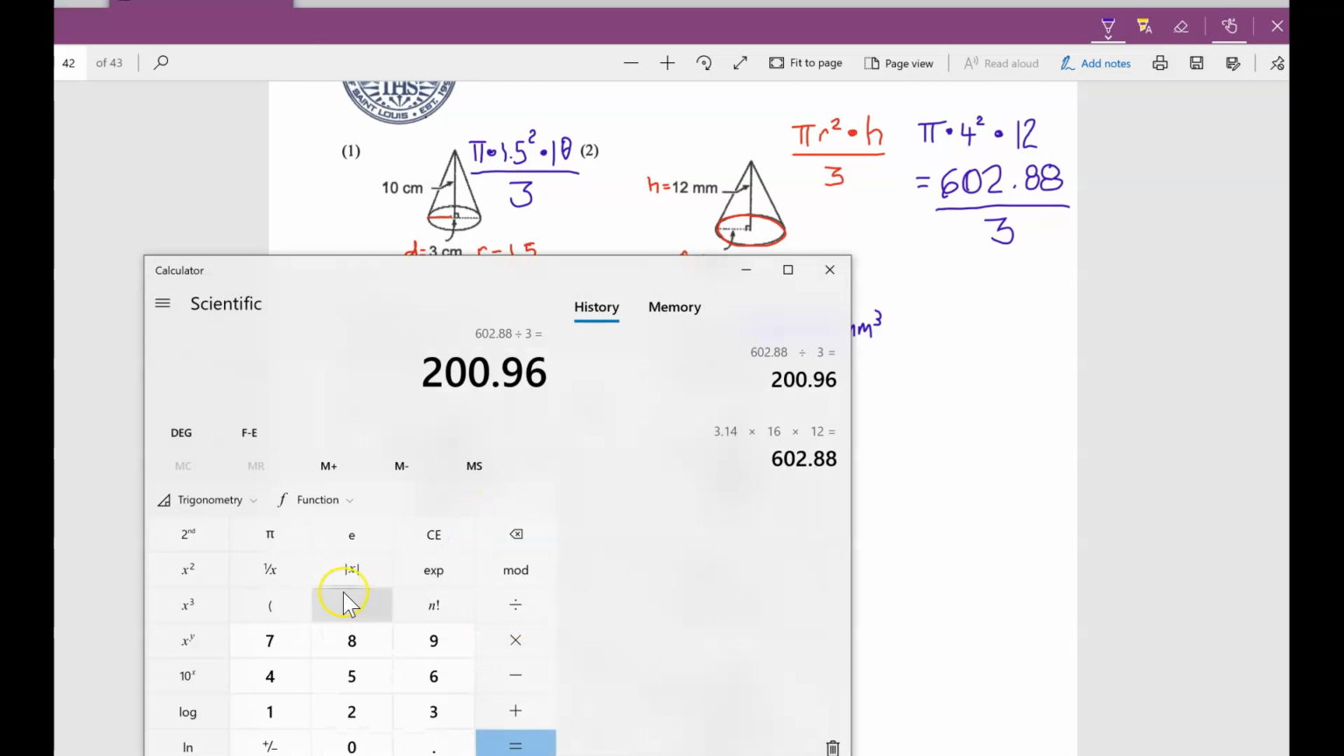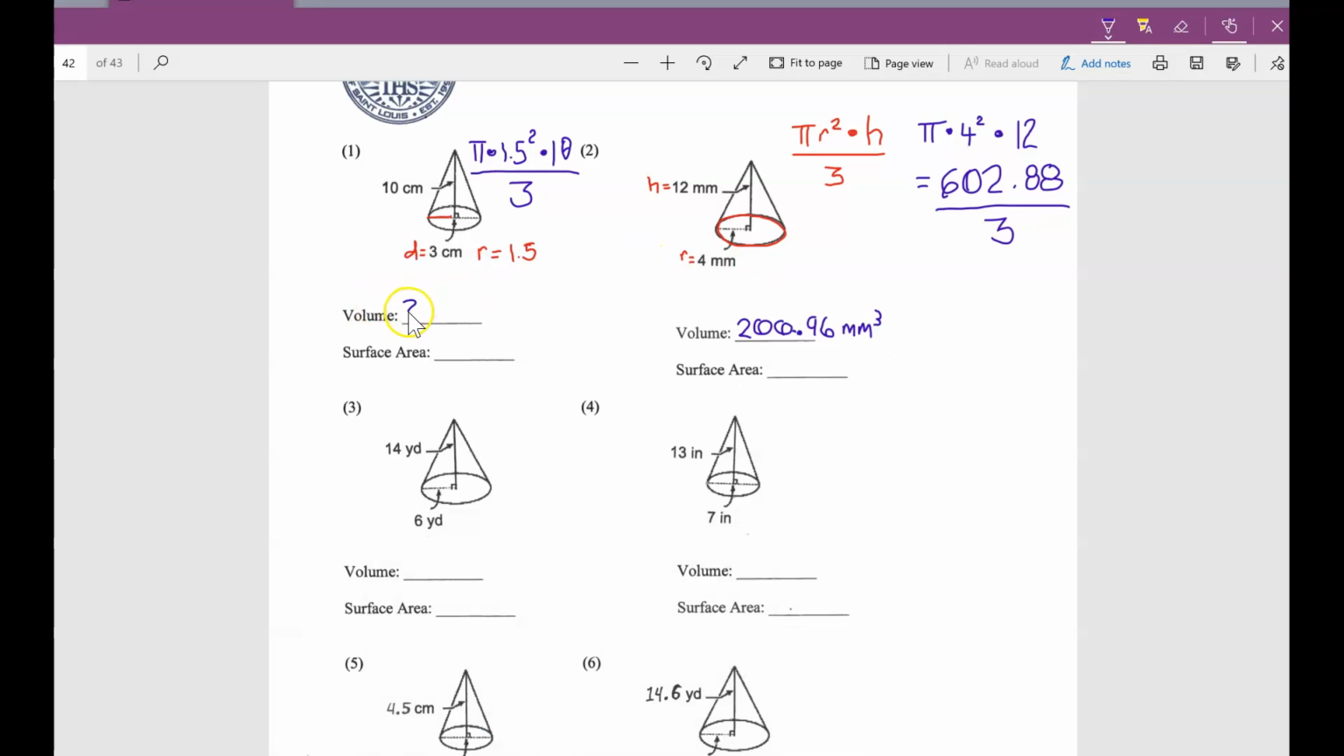All right, let's plug that into the calculator. Here's how we're going to do this. We're going to do parentheses 3.14 times 1.5 squared times 10. Close our parentheses. So if this was a cylinder, our volume would be 70.65. We're dealing with a cone, so we got to divide by 3. That's 23.55. So the volume of this cone is around 23.5 centimeters, and since it's volume, it's always centimeters cubed.